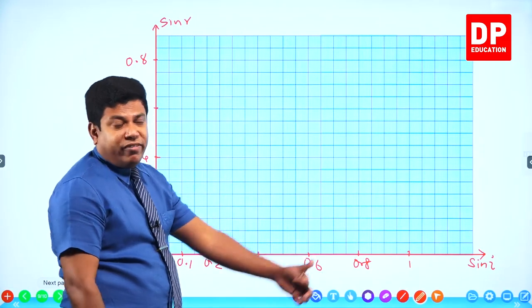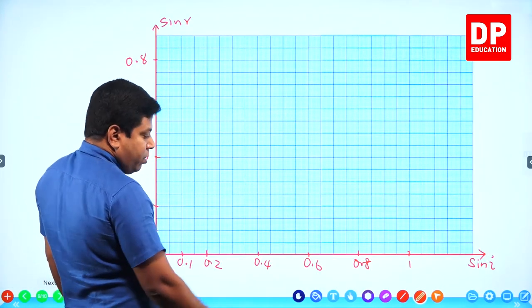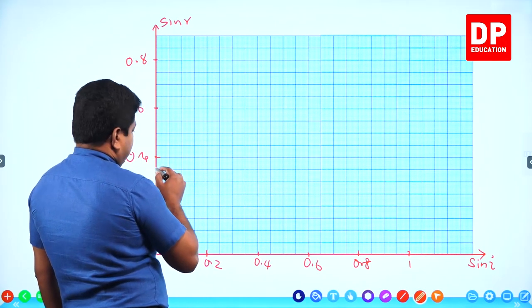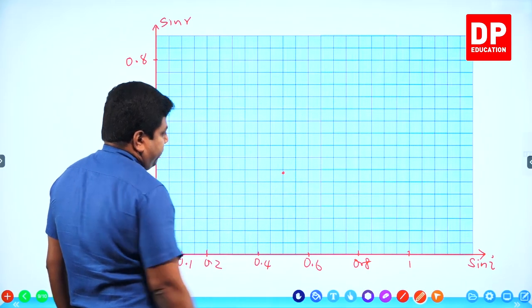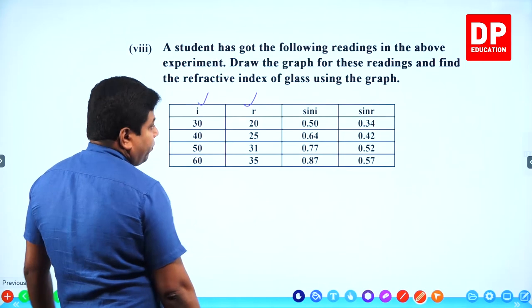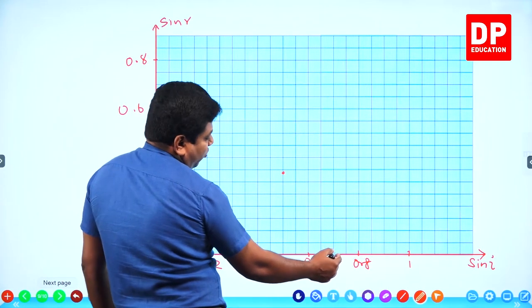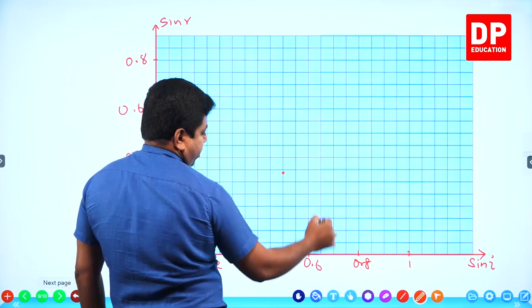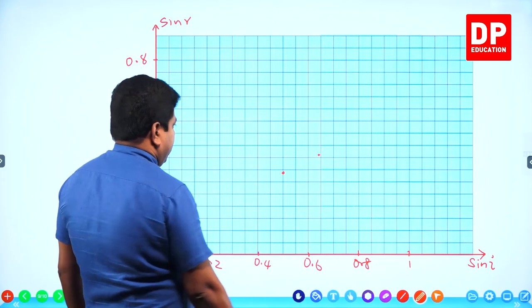First one is 0.5 and 0.34. You know, this is 0.3, this is 0.35, so 0.34 will be there. Next one, 0.64, 0.42. Here, 0.64, 0.42. Right.